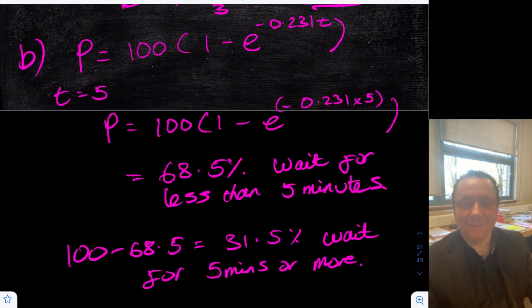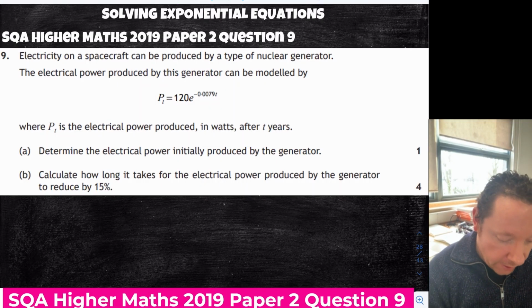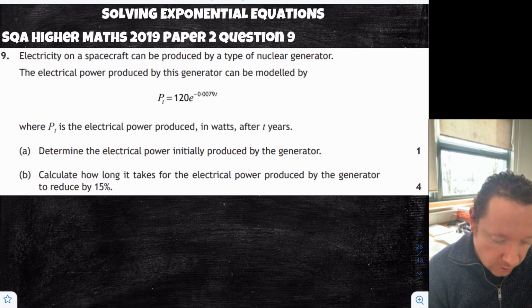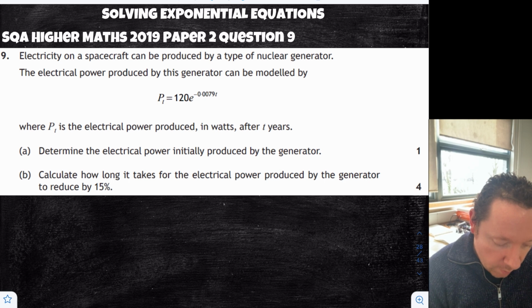And we're done there. Solving exponential equations, SQA Higher Maths 2019, Paper 2, Question 9. Electricity on a spacecraft can be produced by a type of nuclear reactor. The electrical power produced by a generator is P(t) equals 120e to the minus 0.0079t. Don't be put off by this t, it's just part of the symbol to tell you that P is a function of time, where P(t) is the electrical power in watts after t years. Determine the electrical power initially produced by the generator.